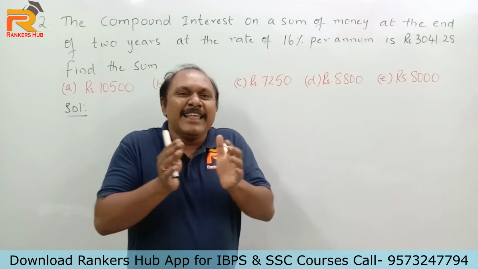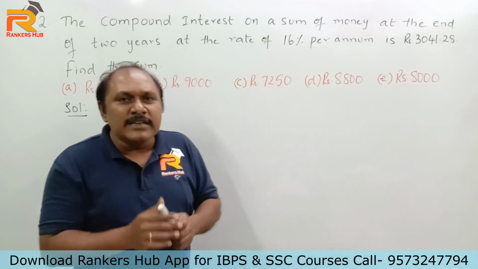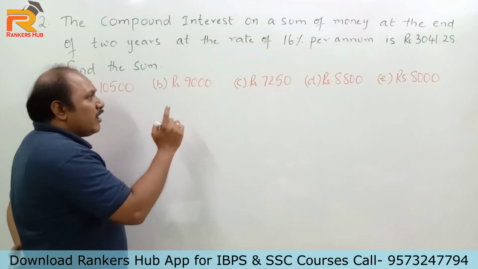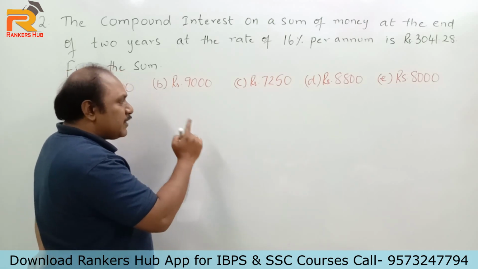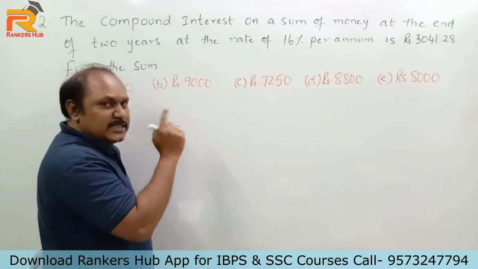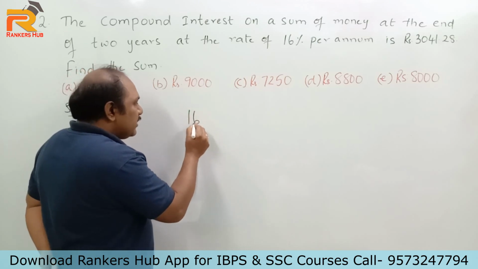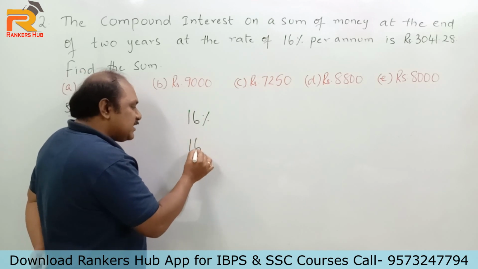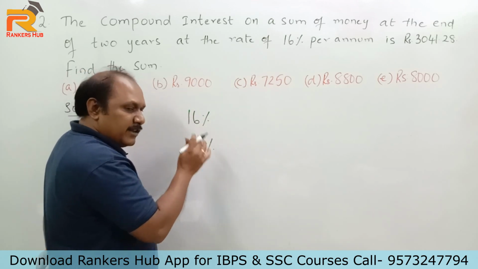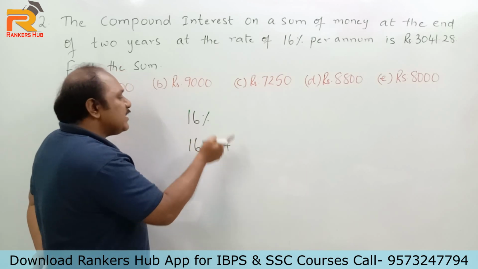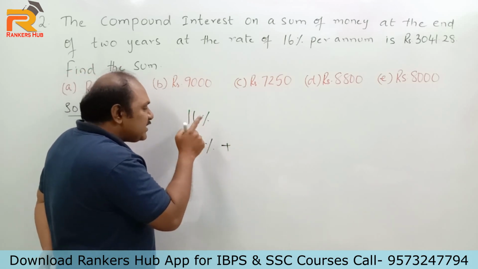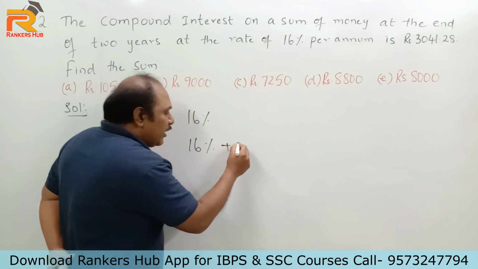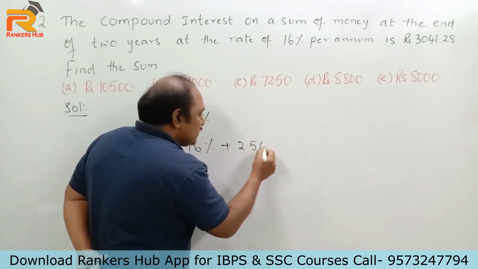But it is a very lengthy way of answering the question. Now, how to answer this question in a very simple way? See carefully, it's very simple to answer the question. Now, generally, in compound interest, for the first year, it will be calculated on the principal. That is the sum. So, what is the first year? 16% of the principal. Second year, it will be 16% of the principal plus 16% of the first year interest. So, what is 16% of 16%? 16 into 16 is 256. So, it will be 2.56%.